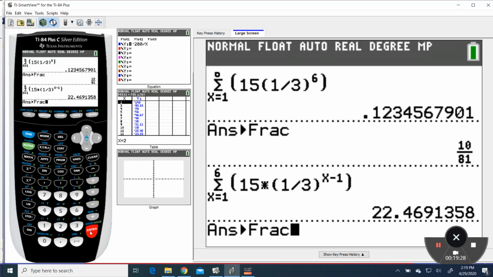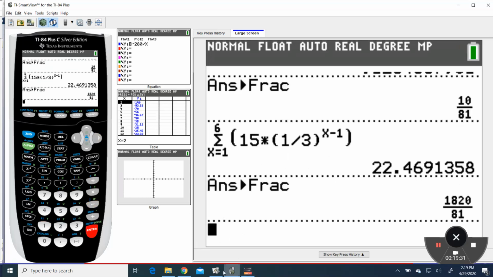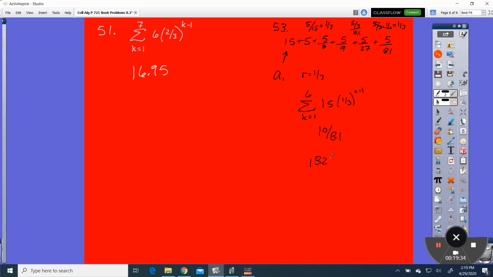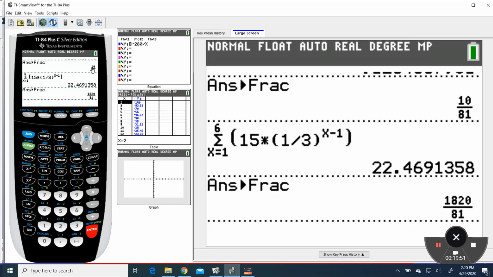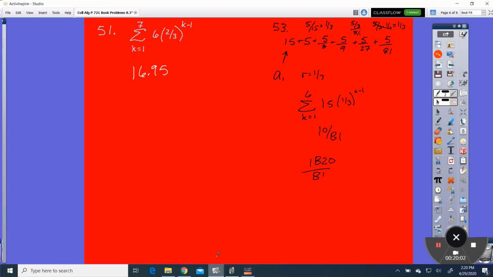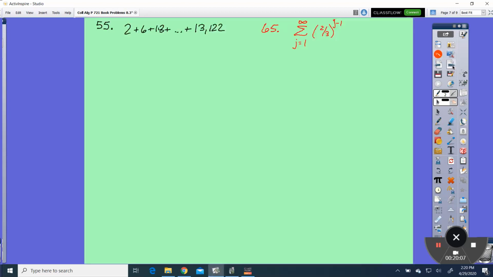Math, enter, enter. 1,820 over 81. That makes more sense. Because 15 wholes, that's 15 plus 5 is 20. So that's how I looked at that first one. I was like, something's not right, because when I looked at this first one, it was 10 over 81. I'm like, that's not even 20. I know my answer is over 20. So that's why I was like, something's wrong. So there's the mistake. Okay, so make sure you type it in just the way that it looks so that you don't have the wrong answer show up like I did.